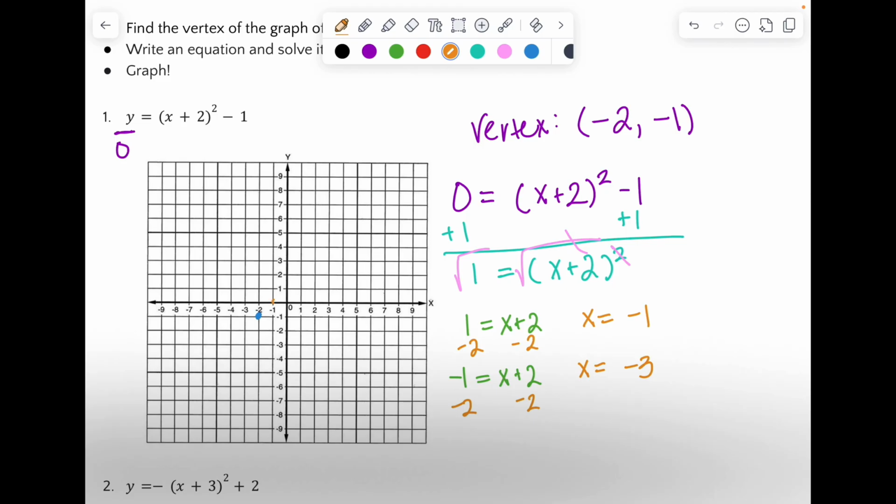So putting those onto our graph, now we have a better idea of how wide our parabola should be. So we can go ahead and connect all of our points. Let me make that a little bit better.